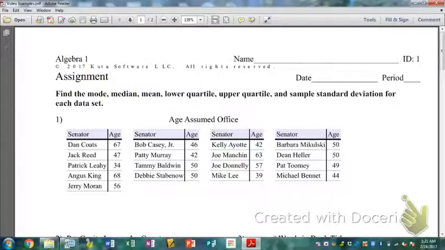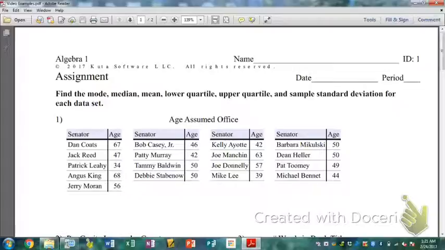All right, today we're focusing on being able to find specific things for statistics, specifically the mode, the median, the mean, the lower quartile, upper quartile, and sample standard deviation, which for now we're just going to call standard deviation. The good news is your calculator will give you all of these numbers but the mode, and the mode is real easy to find without it, and I'm going to tell you how to do that in just a minute.